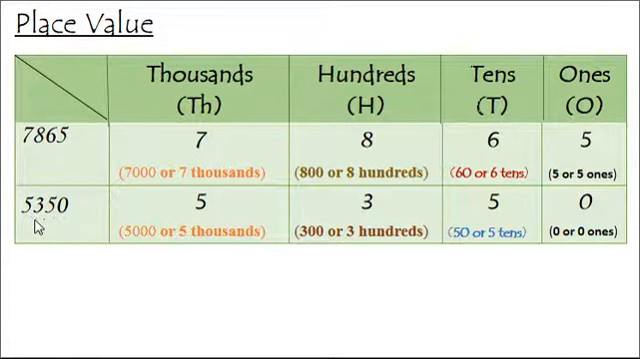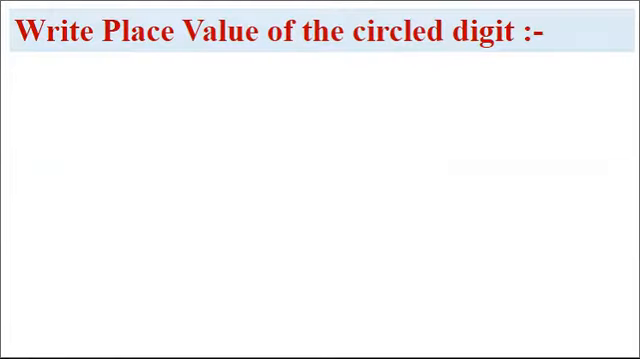Same way for the next example, 5350. You know that 5 is at which place? 5 is at the 1000 place. 3 is at the 100 place. 5 is at the tens place. 0 is at the ones place. So the place value of 5 will be 5000. The place value of 3 will be 3 hundreds. The place value of 5 will be 5 tens. The place value of 0 will be 0 ones. Getting it? Now we will solve examples related to place value.